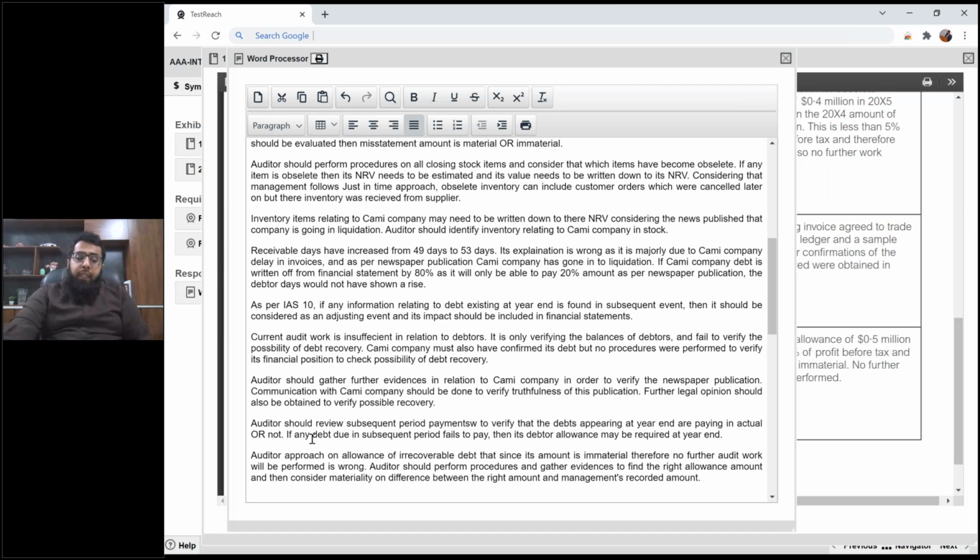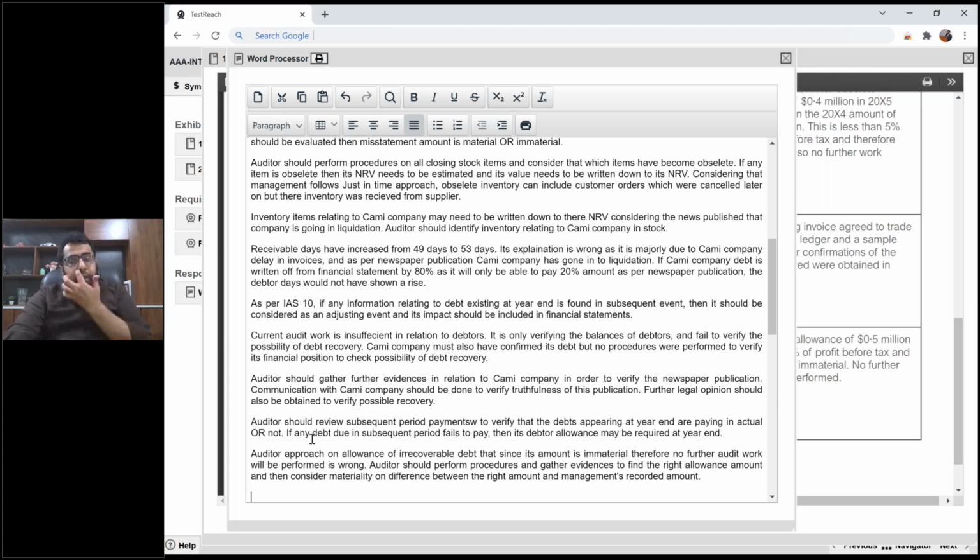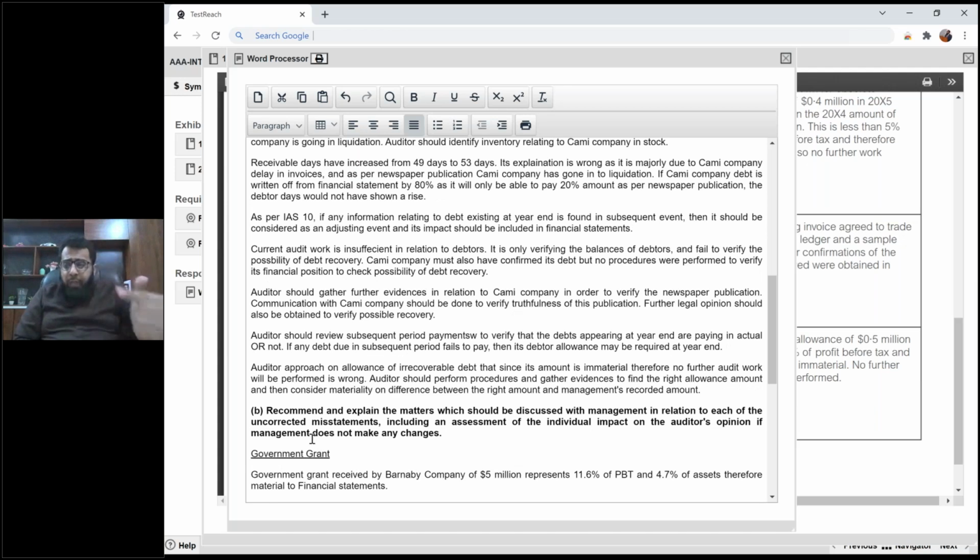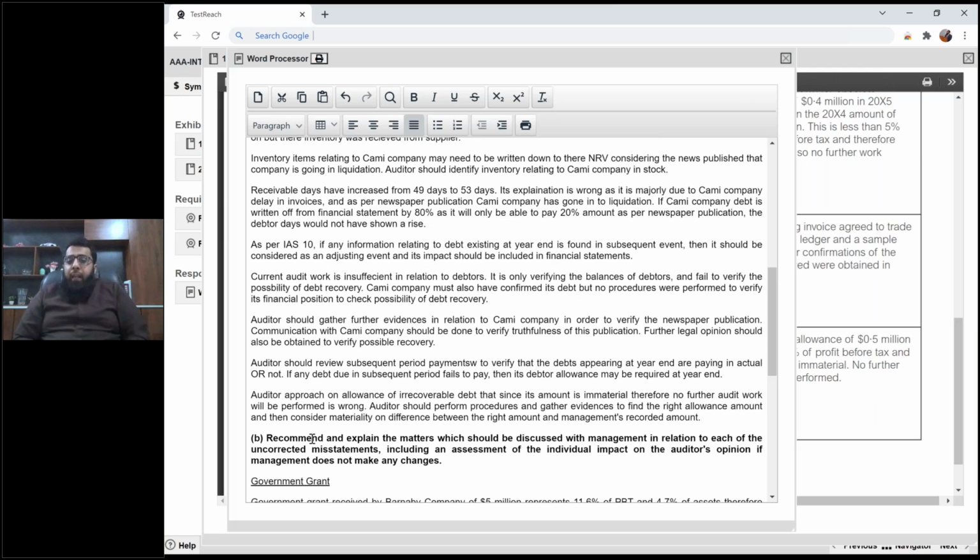Rather than saying that since it is immaterial we will not perform the procedures, obviously this is the wrong approach. We should consider each of the debts and think about the allowance on each of them. There will be a general allowance and a specific allowance. You all know that the allowance is of two types. So just saying that since it is immaterial we will not perform further evidence or procedures is obviously not the right thing to do.